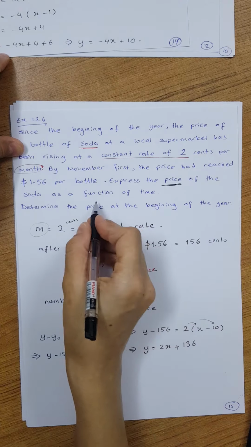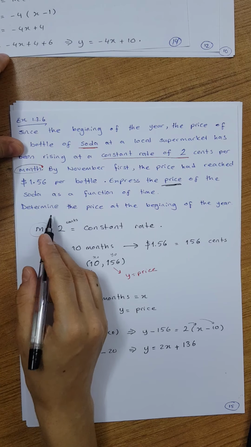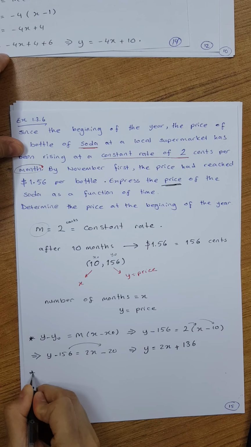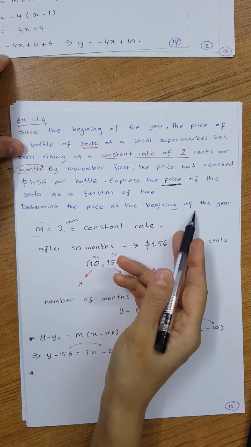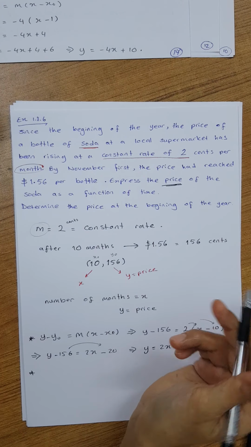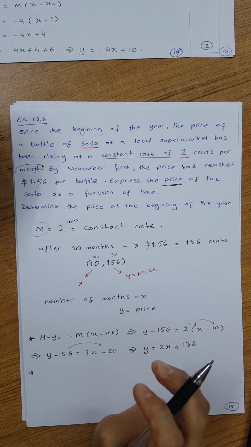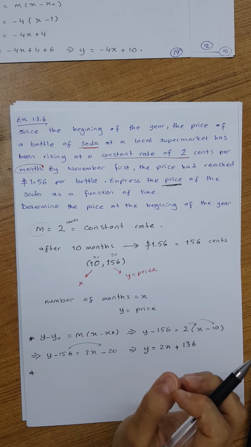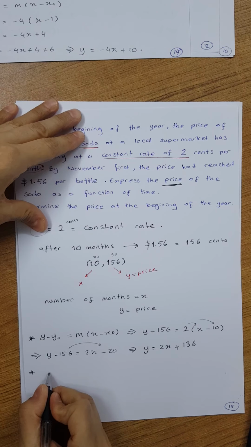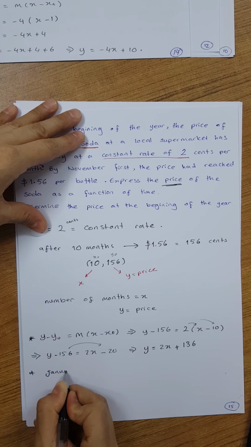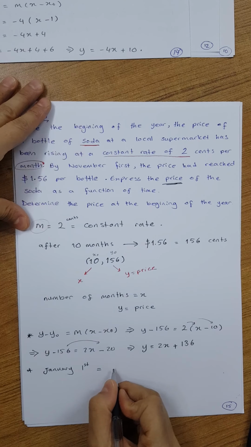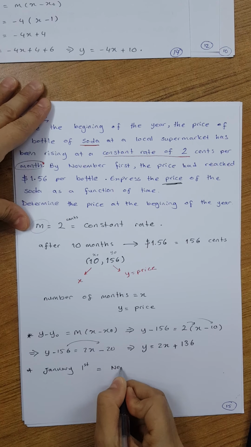We expressed the price of a bottle of soda as a function of time. Second requirement, it says determine the price at the beginning of the year. What was the price of a bottle of soda at the beginning of the year? So January 1st is the beginning of the year. How many months have passed at January 1st? Okay, let me write it. January 1st. How many months have passed? None.